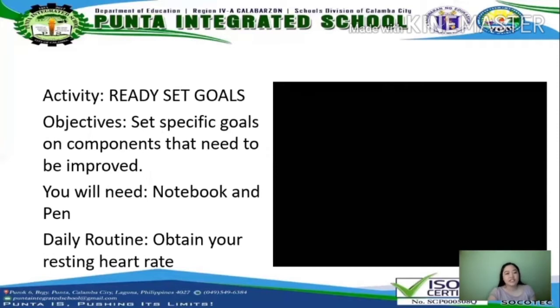Let's have an activity. The title of this activity is Ready, Set, Goals. Our objective is for you to set specific goals on components that need to be improved. You will need a notebook and pen for recording. And remember that this is our daily routine. You need to obtain your resting heart rate. So let me show you the video on how you can get your resting heart rate. Watch and learn.